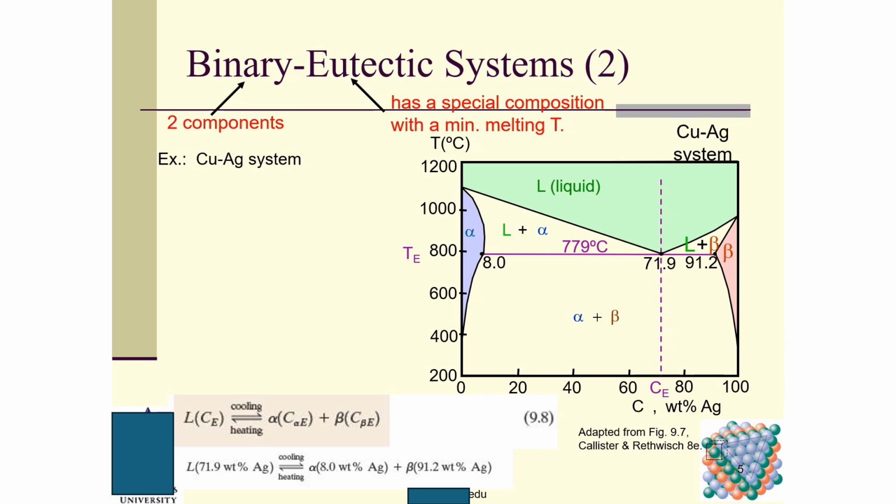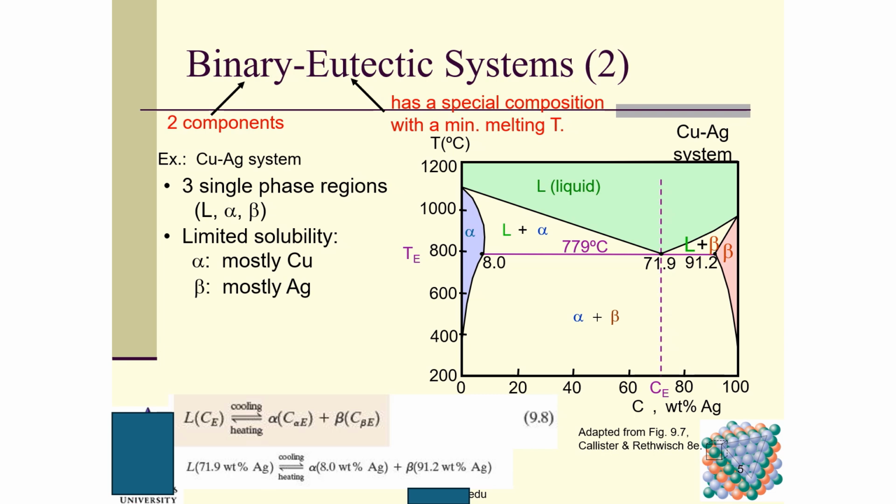This is C alpha E, the eutectic composition for alpha. This is the eutectic composition for beta. There are three single phase regions: liquid, alpha, and beta. This is what I just talked about in our previous slide: limited solubility. This is alpha, which is mostly copper, and beta mostly contains the silver.